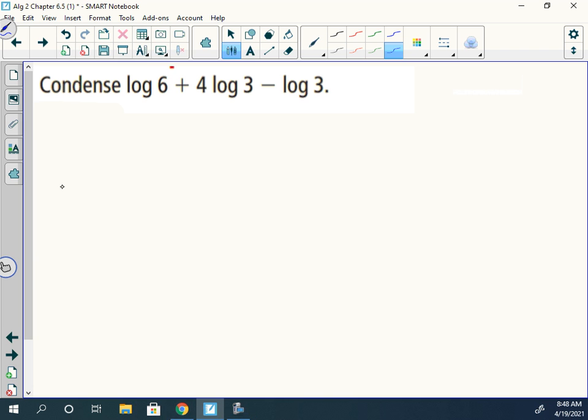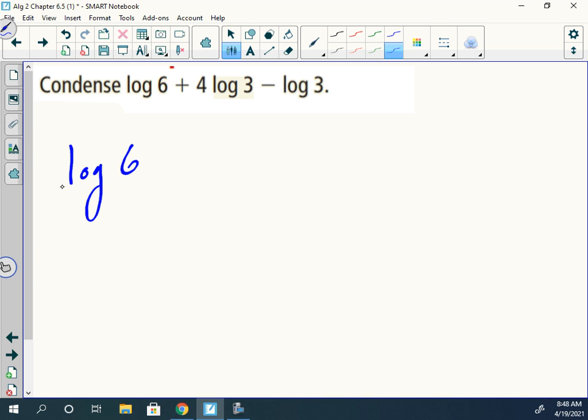We want to condense log of 6 plus 4 log of 3 minus log of 3. Well, we can't do anything with log of 6 because, at least power-wise. We're going to start off with the power rule, then move to multiplication, and then simplify. Because luckily, when we're pulling those negative exponents into the numerator, we don't have to worry about the division property.